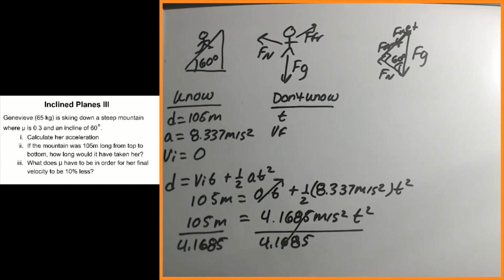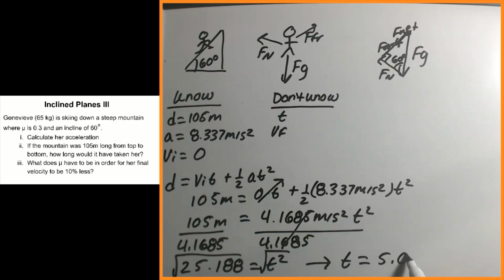4.1685. These cancel out, and what we get is 105 divided by that value. We get 25.188, which is equal to t squared, and of course we need to square root both sides. So I get t is equal to 5.01. I'll just round it to 9 seconds. All right, so that's how you do this question.